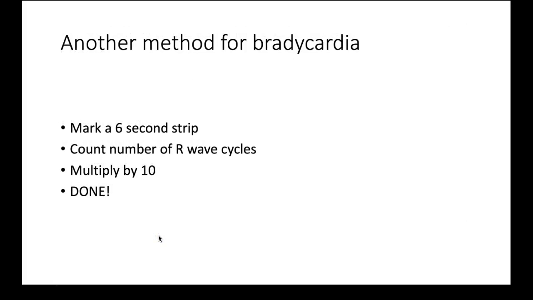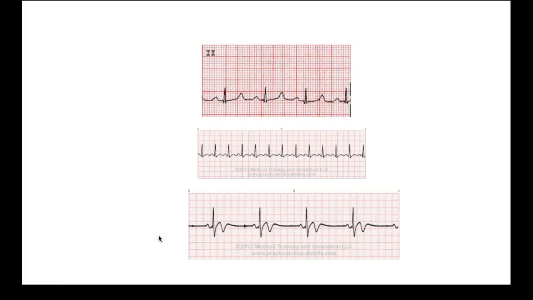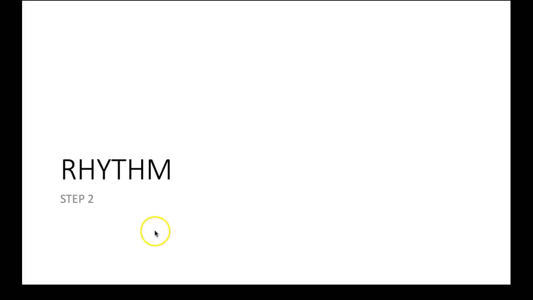Another way that works really well with slow rhythms is to mark a 6-second strip. And what that means is, if you look at this EKG paper, it's not so easy on the top one, but if you look at the middle one and the bottom one, you see those little black lines at the top? Those are marking 3-second strips. So 2 of those, if you see 3 of them, is a 6-second strip. So we want to count how many R waves, which is the QRS complex, that we see in a 6-second strip.